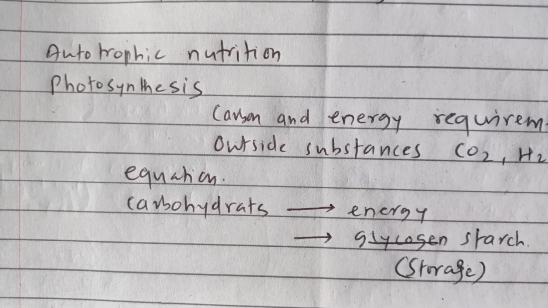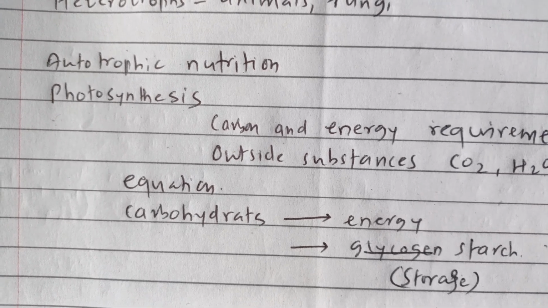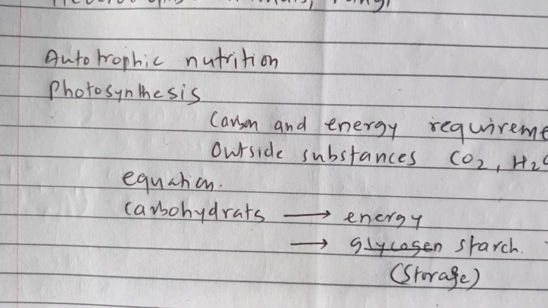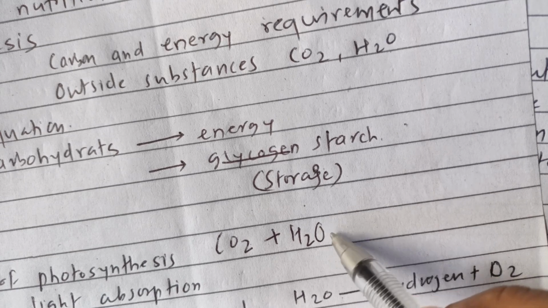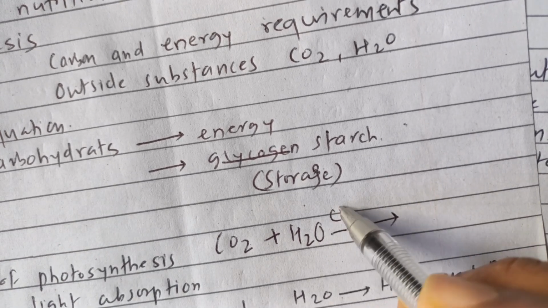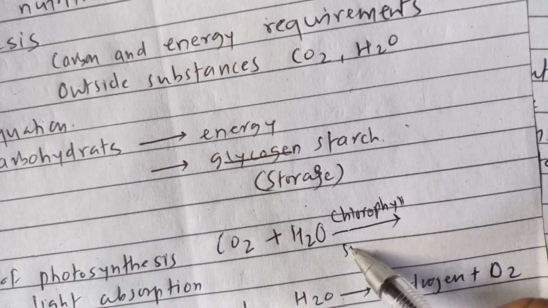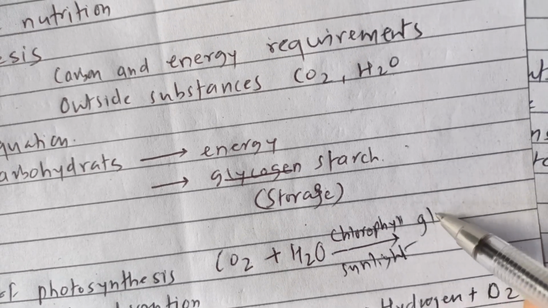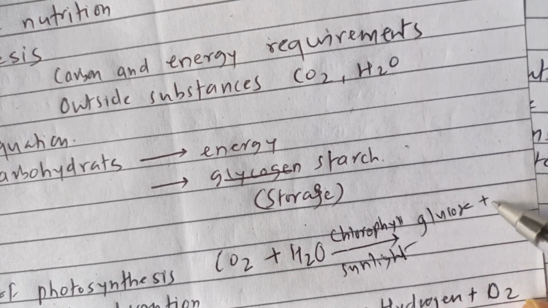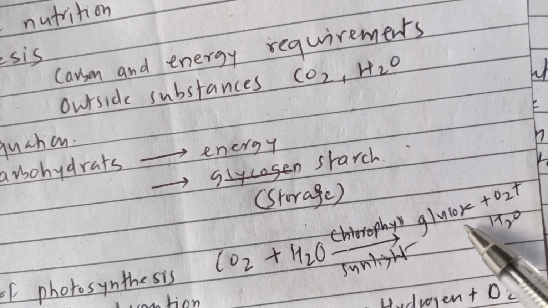Now let us look at this equation of photosynthesis and a few details of the process of photosynthesis. The carbon dioxide and water in presence of chlorophyll and sunlight, they will be converted into glucose, oxygen, and there will also be water on this side.